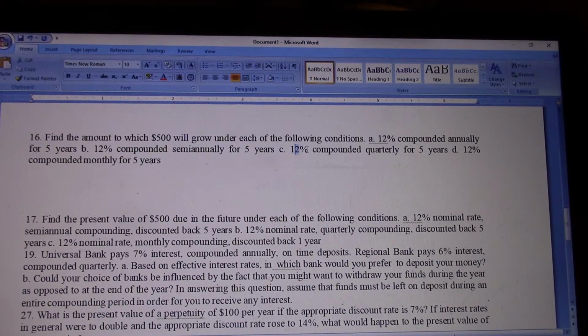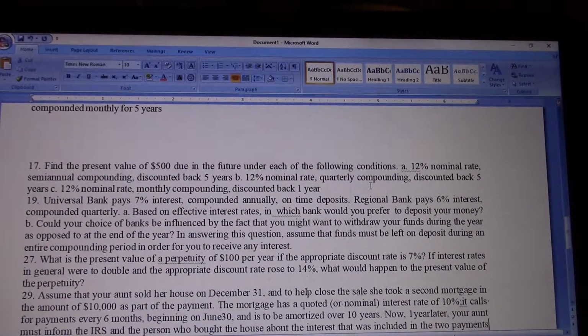So 12% compounded quarterly for 5 years: you should use the rate as 12% divided by 4, and N should be 5 multiplied by 4. The other inputs should be the same, right? For 12% compounded monthly, the interest rate should be 1%, N should be 5 multiplied by 12, and the other information should be the same. So this is not difficult.